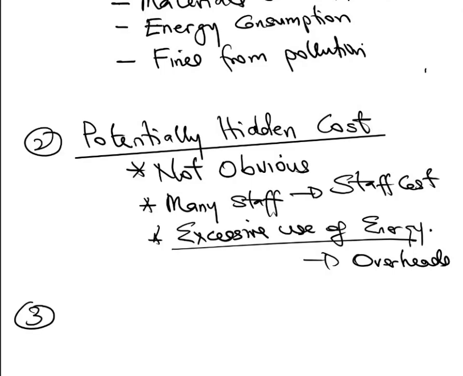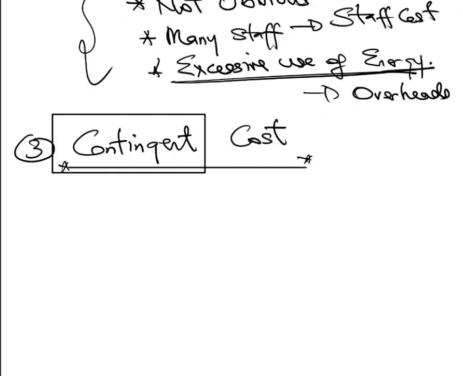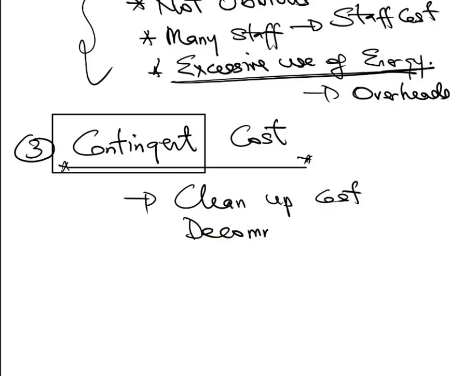The third group is your contingent cost. When you are talking about a contingent environmental cost, it means that there must be an action for this to be a cost to us. And that is why you'll be seeing things like cleanup. Cleanup cost is also called the decommissioning cost, depending on what you are used to.